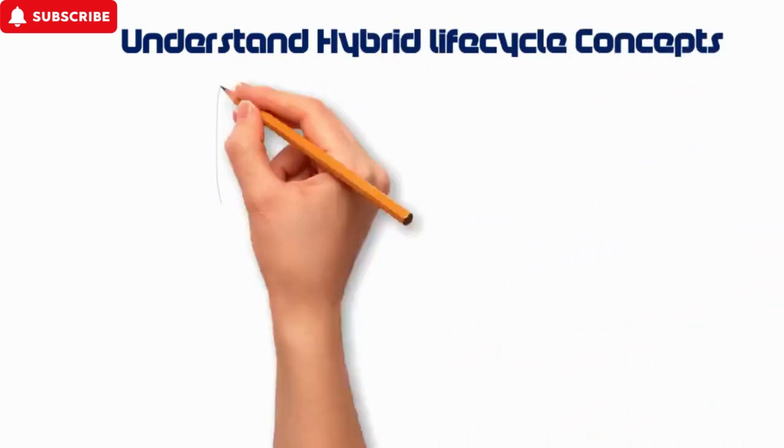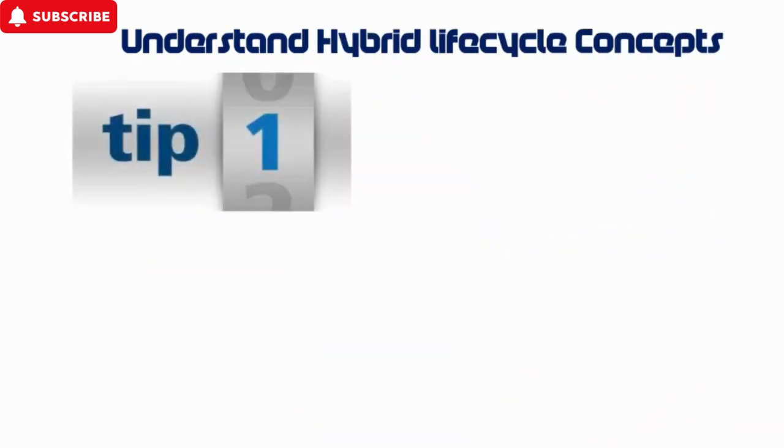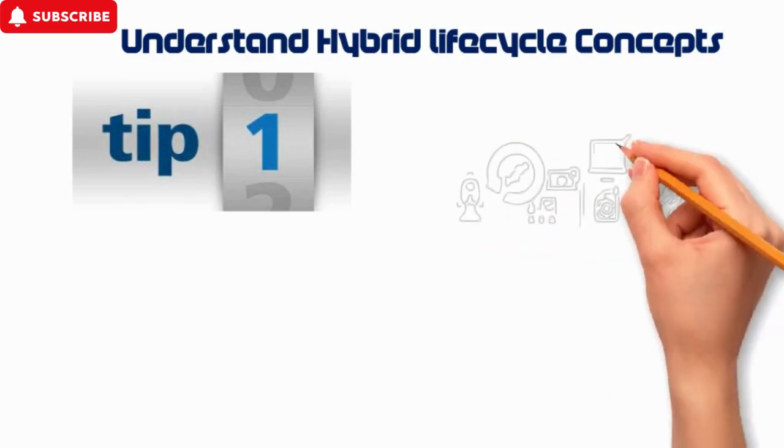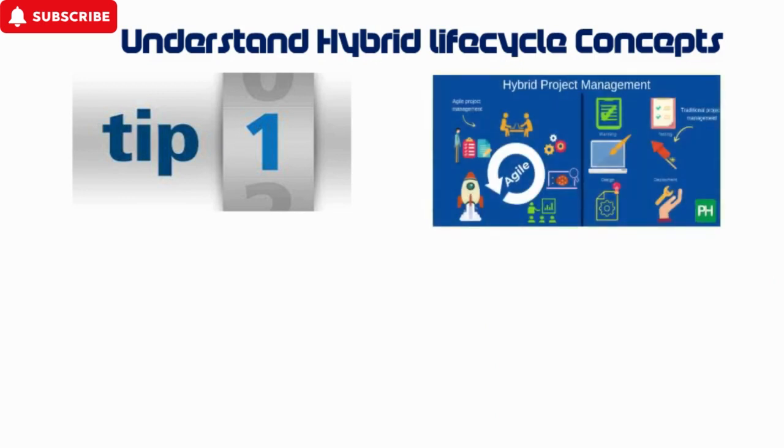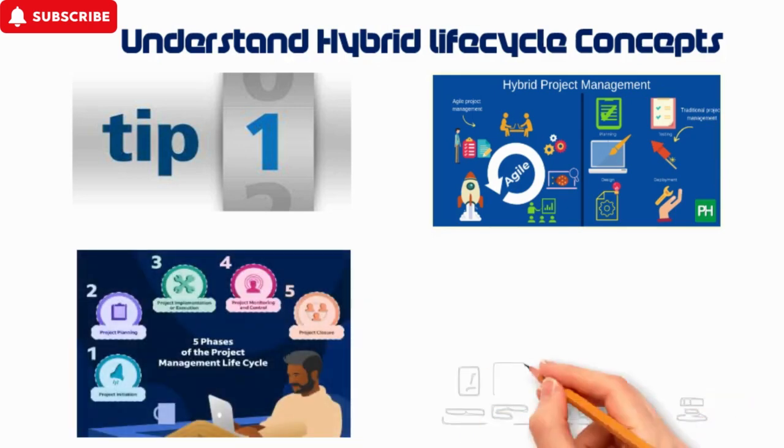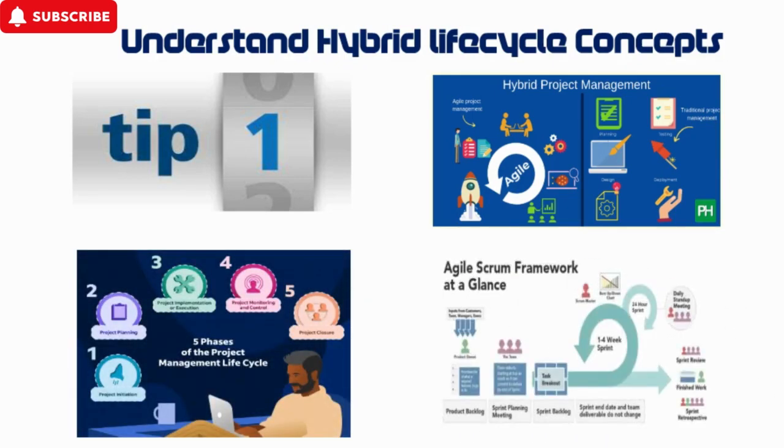Friends, the first and most important tip to answer hybrid life cycle questions is to understand hybrid life cycle concepts. Guys, hybrid life cycle consists of predictive and agile project management methodologies. So, it is extremely important to understand how hybrid approaches combine elements of predictive and agile methodologies to tailor a project's needs. In simple words, to answer hybrid lifecycle questions, you should apply predictive and agile project management methodologies.